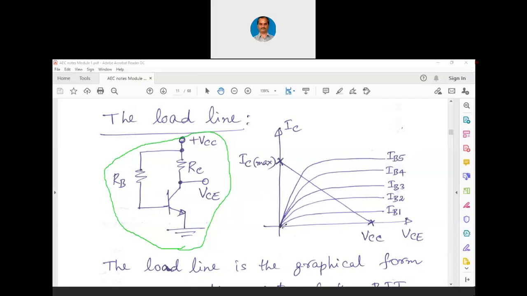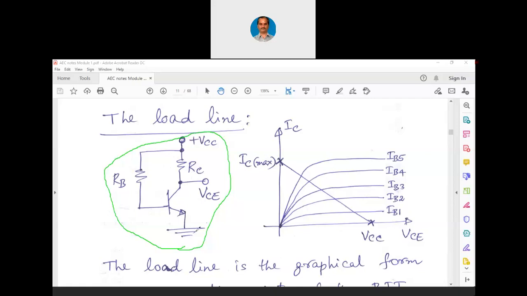Now look at this particular curve. If the transistor is completely off, then the voltage at the collector is VCC. And if the transistor is completely on, then the voltage at the collector is ideally zero. Even though I discussed that data sheet where it was mentioned as 0.2 volts, we can ignore it for all practical purposes. So we will say that VCE sat is 0. VCE sat is 0 means the transistor is completely switched on.